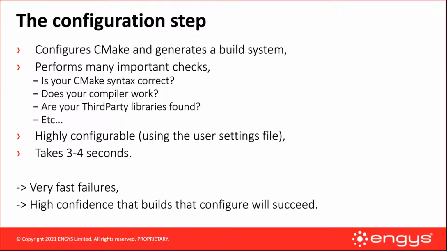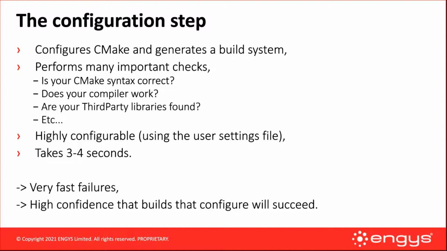You can think of the configuration step as a test you do to ensure that what's in your user settings file is sensible. The 2 really important things we get from this configuration step are firstly that we get really, really fast failures, even on very complex stuff. For example, if a third-party library isn't found, you will know about it in 3 or 4 seconds, rather than 40 minutes into the build where your linker gives up because it can't find a file.